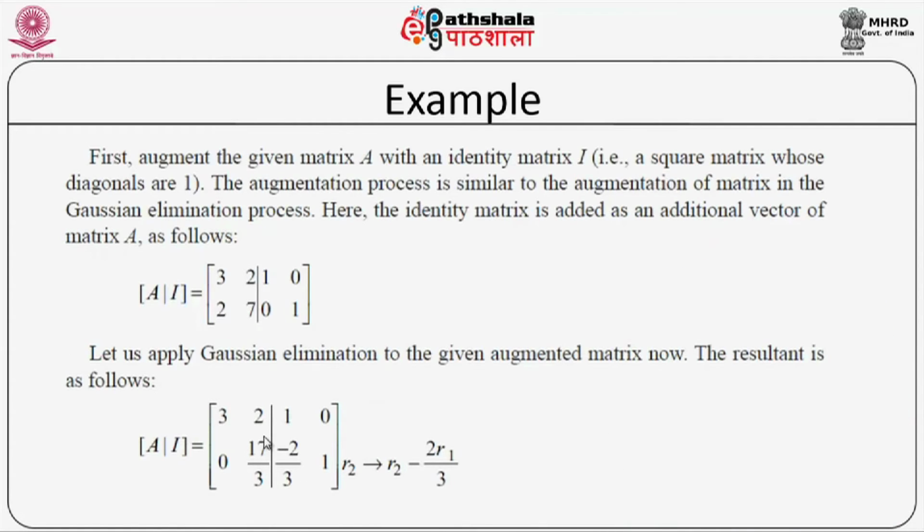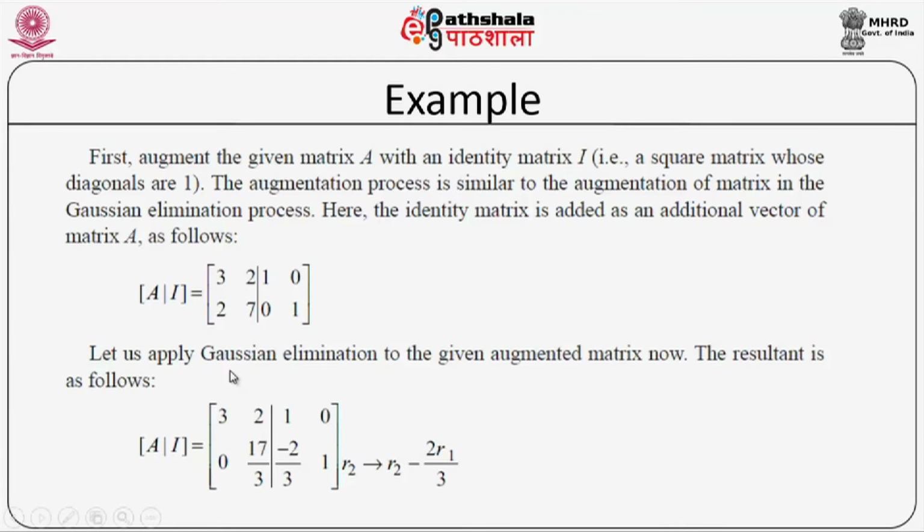So, I am going for augmentation, so you can see exactly what is happening. To find the matrix inverse, I am going to augment the identity matrix, so 1 0 0 1, which is the identity matrix of order 2 by 2. Now I am going to apply Gaussian elimination. Probably you can recollect what Gaussian elimination is.